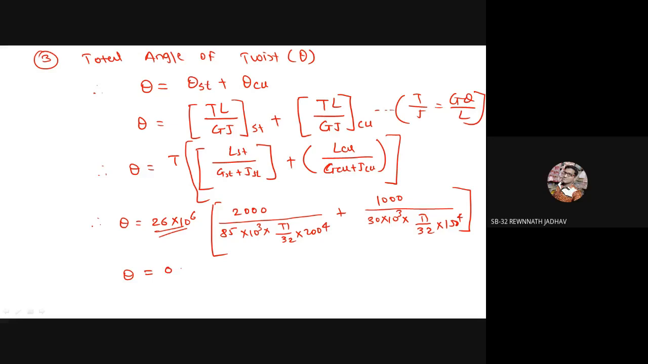0.0213278. 0.02132, 0.02133, 0.02136, no problem. So this is in radian. 0.02133 is in radian. If I have to convert to degree, we have to multiply by 180 by pi. You will get the theta in degree.